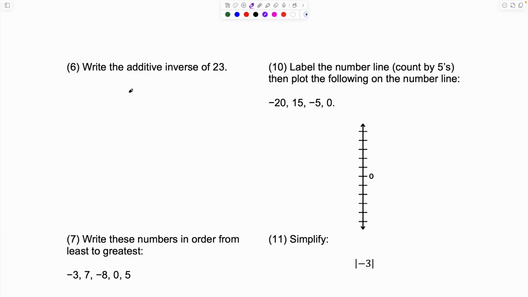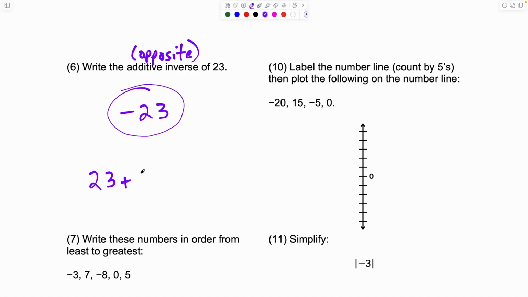Question 6, we're going to write the additive inverse of 23. So here we're just looking for the opposite of positive 23. And the opposite of positive 23 is negative 23. So this would be our answer here. And if we wanted to check, we could say that 23 plus negative 23 is equal to 0. That's what it means for two numbers to be additive inverses, is that when we add them together like this, the number and its opposite, we get 0.